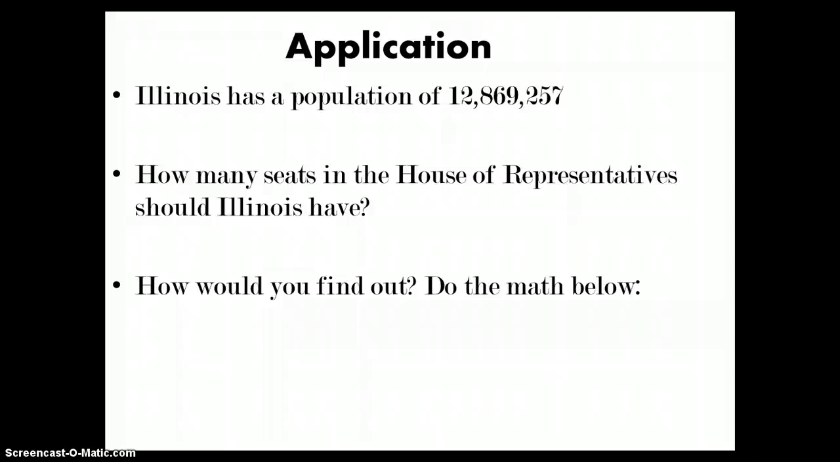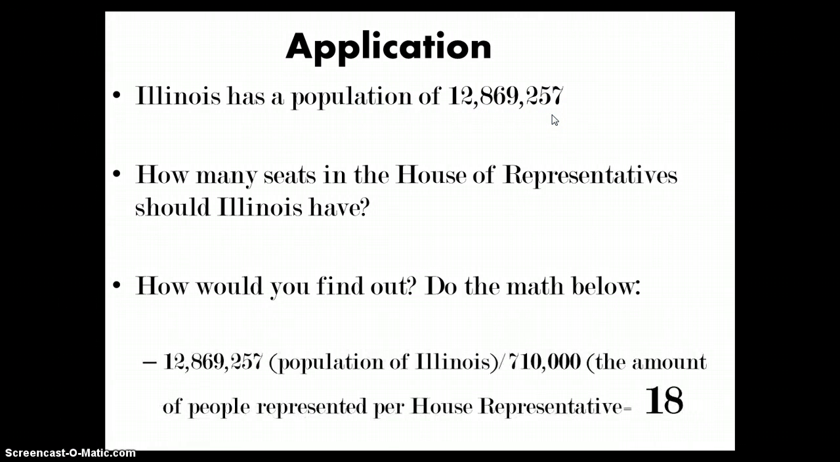Now, in order to determine how many House representatives Illinois would get, we have to look at Illinois' population, which in 2010 was 12,869,257. Now, what would be the next step in order to determine how many districts our state of Illinois would get? If you said we would need to divide the total population by 710,000, you would be correct. If you take the total population by the amount of citizens represented by one House rep, you would see that Illinois currently has 18 House representatives.